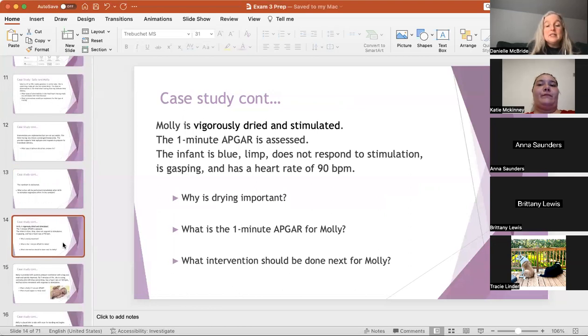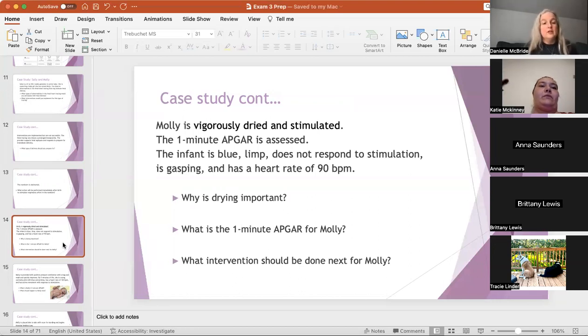Molly is vigorously dried and stimulated. The 1 minute APGAR is assessed. The infant is blue, limp, does not respond to stimulation, is gasping, and has a heart rate of 90 beats per minute. So we already talked about why drying is important on that other slide. What's the 1 minute APGAR score? It would be 2.